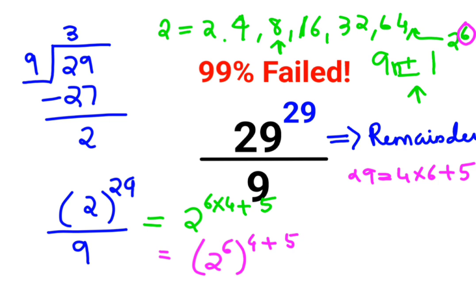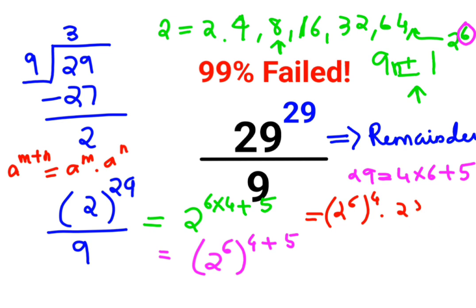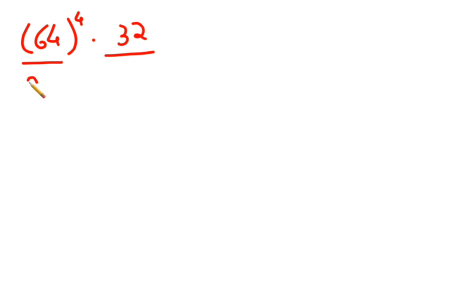So now remember that a raised to m plus n can be written as a raised to m into a raised to n. So here we can write this as nothing but 2 raised to 6, the whole raised to 4 into 2 raised to 5, upon 9. Now why did I do it this way? See, 2 raised to 6 is 64, the whole raised to 4, into 2 raised to 5, which is 32. We can divide them separately.